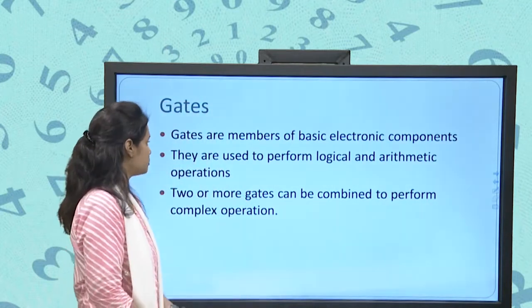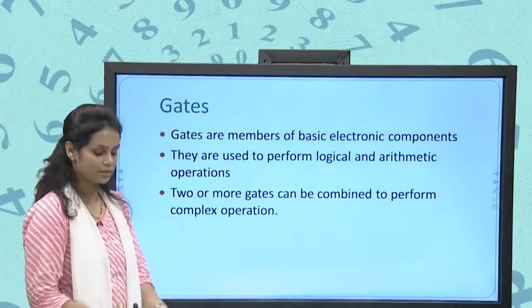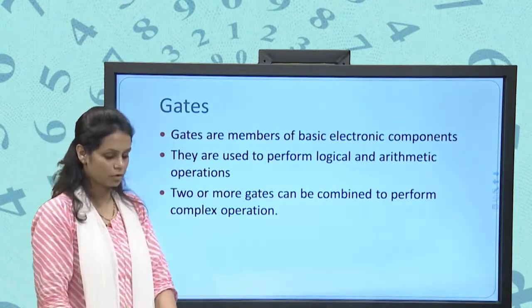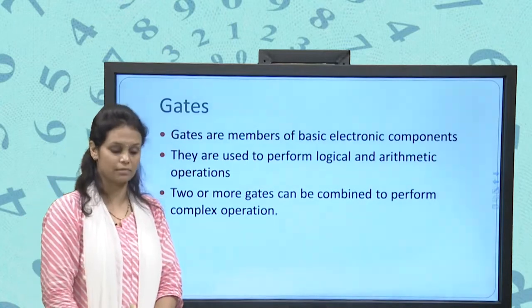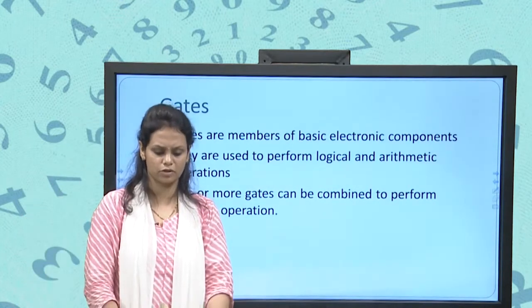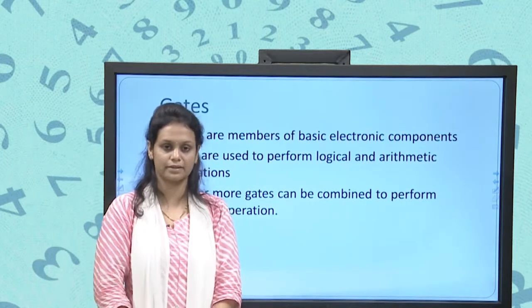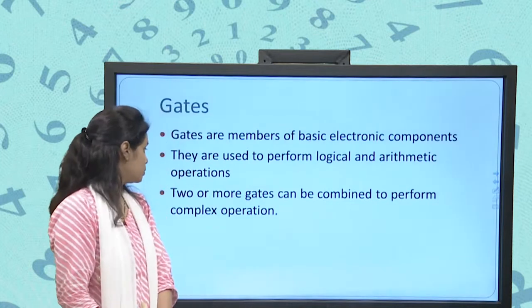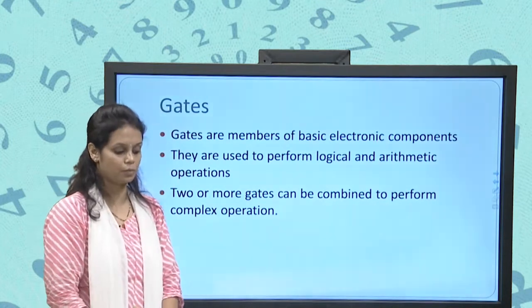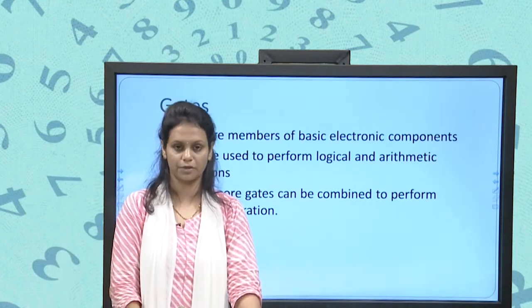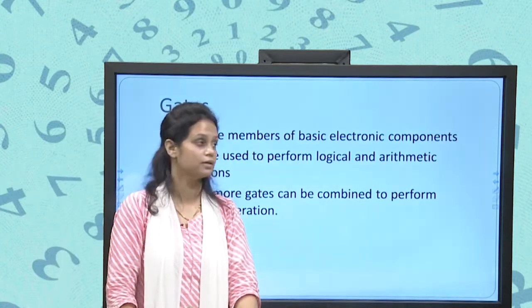So, first of all, what are gates? Gates are the basic electronic components. They are used to perform logical and arithmetic operations in the binary system, where our inputs are bits, 1 or 0. We can also use a clock input sometimes; we will see that in detail in the next lecture series. Two or more gates can be combined to perform more complex operations.